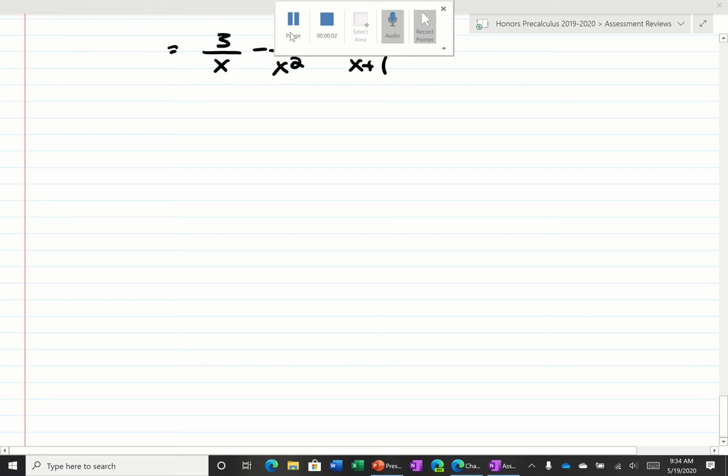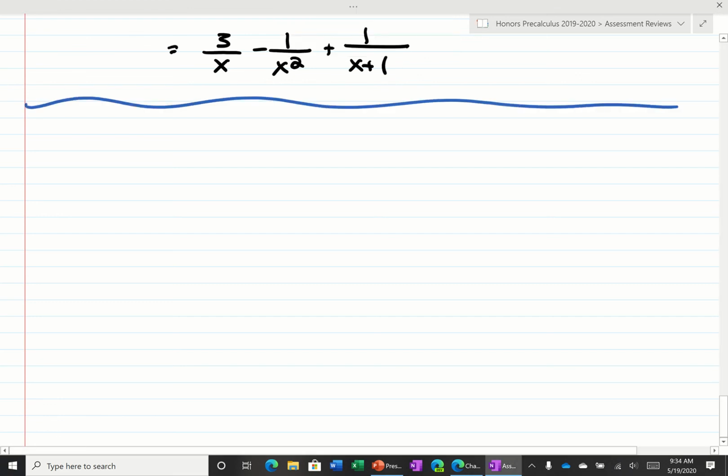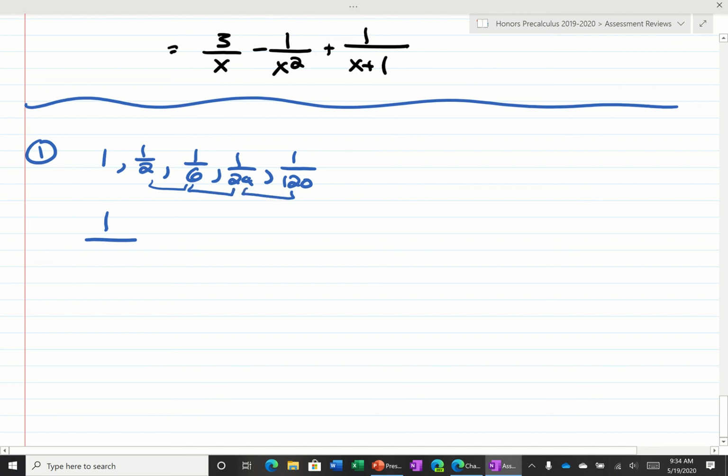Alright, so let's go over your quiz. First question says, write an expression for the nth term of the sequence. We have 1, 1 over 2, 1 over 6, 1 over 24, and 1 over 120. Well, I know the top number is going to be 1, and the bottom number, I see that this went up by a factor of 3, by a factor of 4, by a factor of 5.